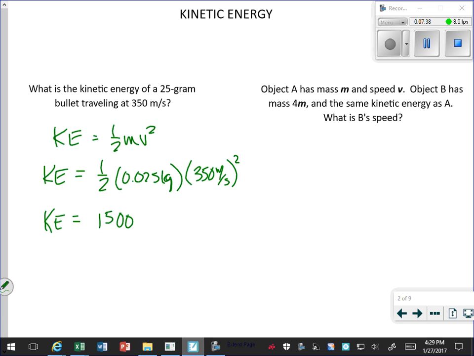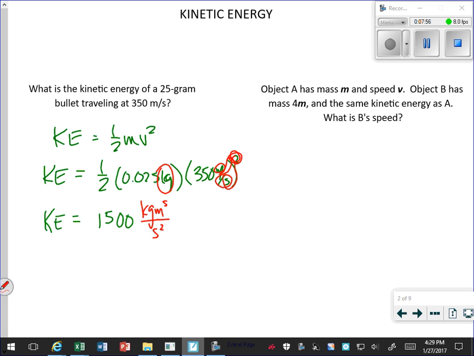The units are kilogram meters squared per second squared. Okay, good.